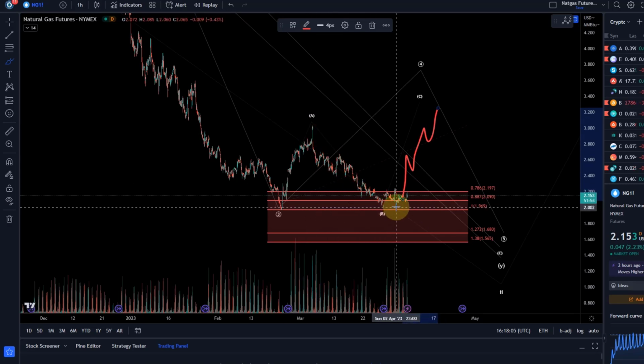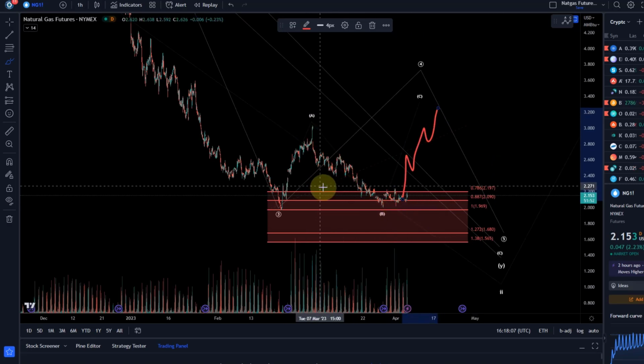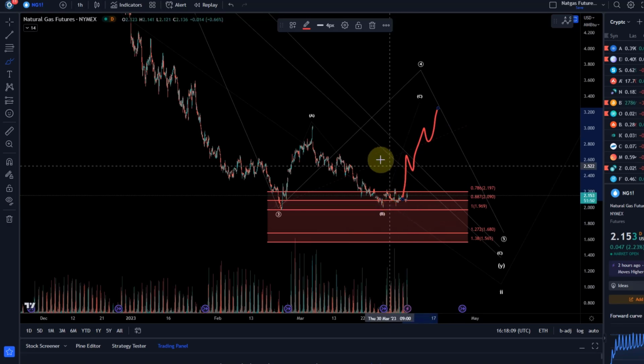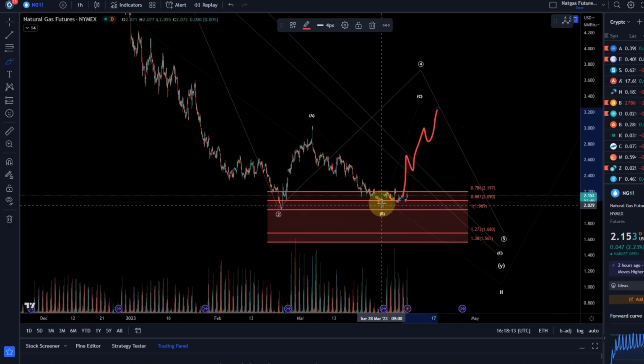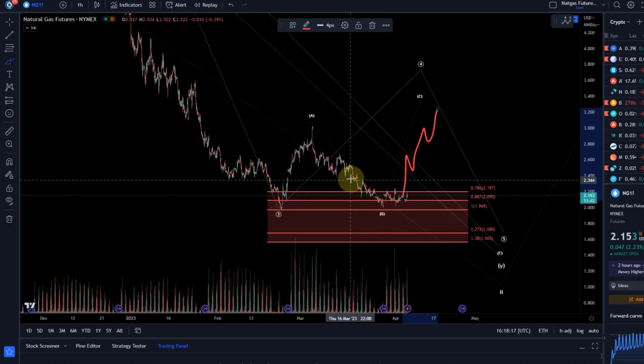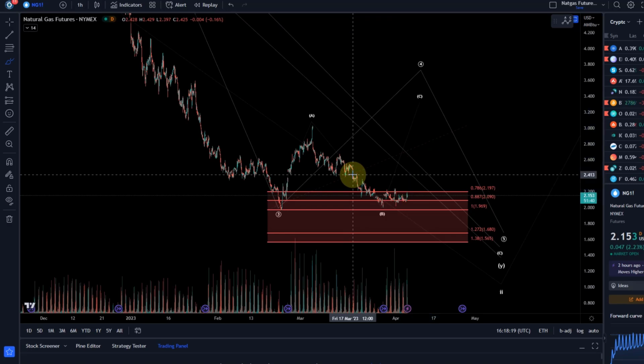But that's rather unreliable or unlikely. I would rather focus here on a flat pattern, and in a flat pattern, a deep B wave is not unlikely. It's actually quite expected. So that's sort of where we are here currently with Natgas.